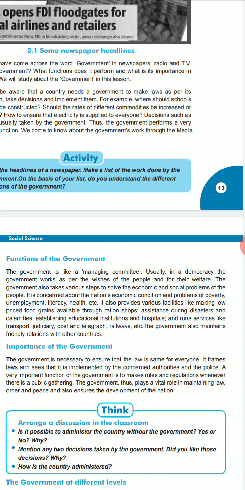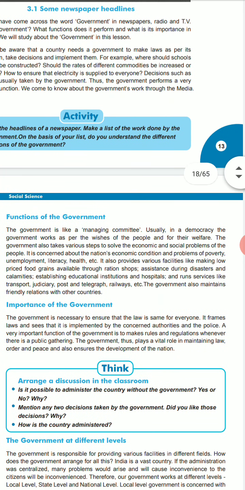It also provides various facilities like making low priced food grains available through ration shops, assistance during disasters and calamities, establishing educational institutions and hospitals, and runs services like transport, judiciary, post and telegraph, railways, etc. The government also maintains friendly relations with other countries.